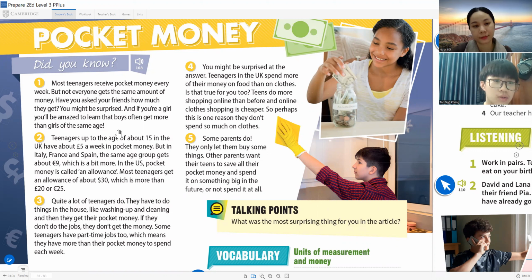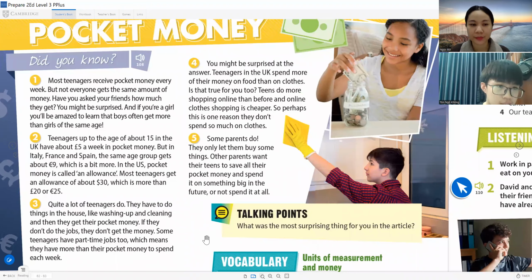Pocket money. Did you know? One, most teenagers receive pocket money every week, but not everyone gets the same amount of money. Have you asked your friends how much they get? You might be surprised. And if you are a girl, you will be amazed to learn that boys often get more money than girls of the same age. Teenagers up to the age of 15 in the UK get about £5 a week in pocket money. But in Italy, France, and Spain, the same age group get about €9, which is a bit more.